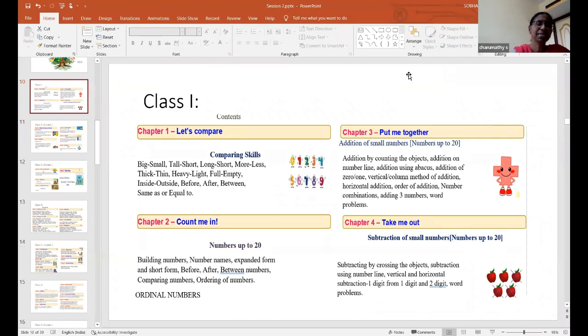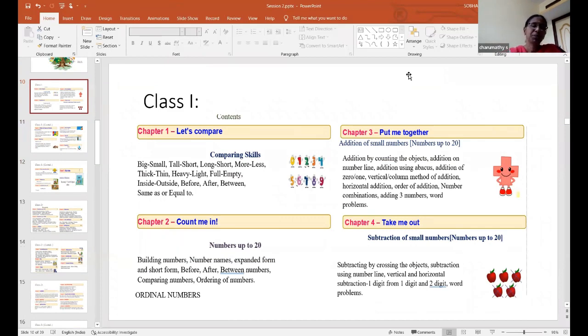Here they build the numbers up to 20. When they say build the numbers, they count the numbers. They build on each and every number. Then how to write numbers and number names, expanded form and short form. Of course, we have done away with the word short form and we are using only standard form.